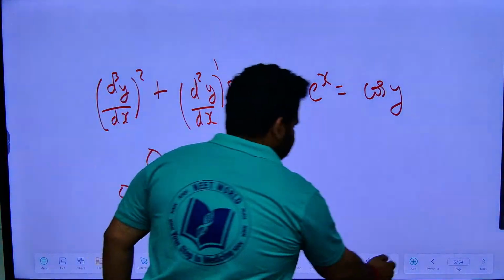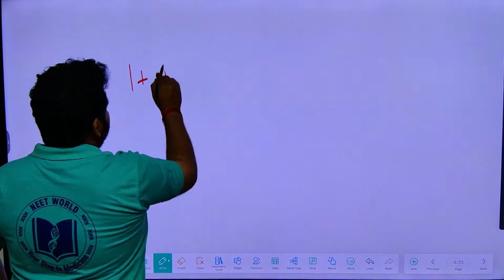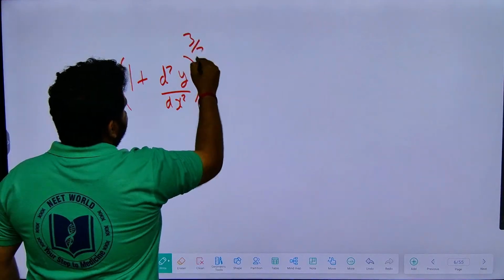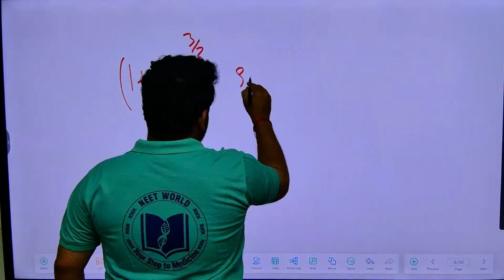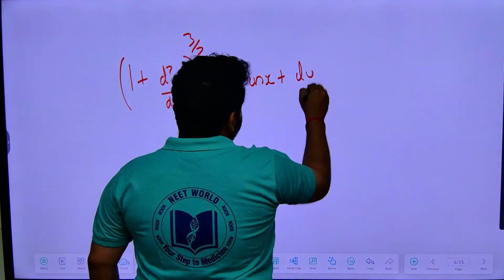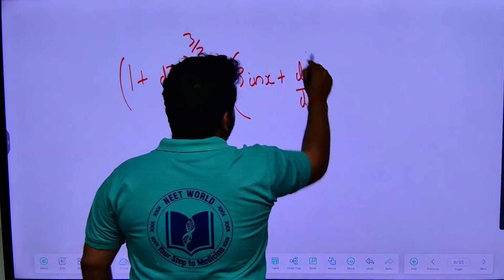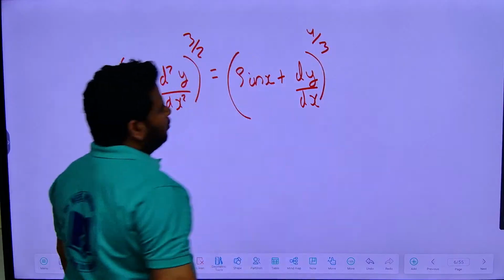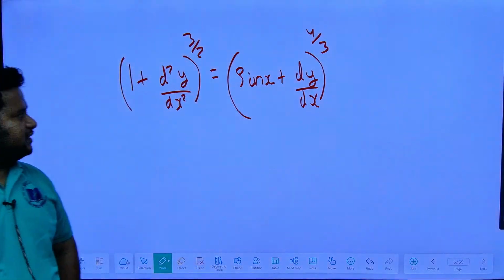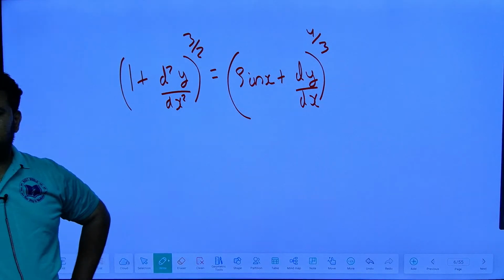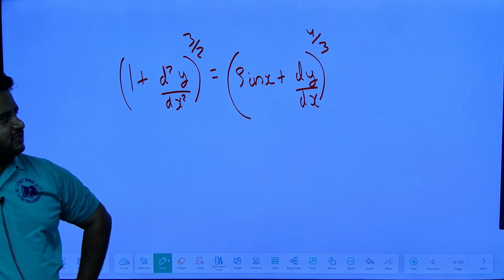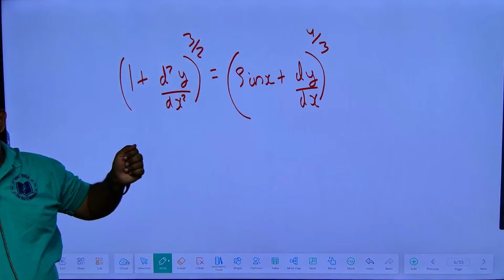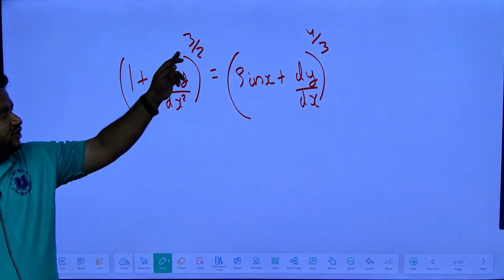Now, suppose they give something like this: 1 plus d square y by dx square to the power of 3 by 2 is equal to sin x plus dy by dx to the power of 4 by 3. First of all, tell me what is the order here? 2. But here the differential equation itself does not exist as of now. Why? Because the degree is 3 by 2, 4 by 3. Here it is not a natural number.